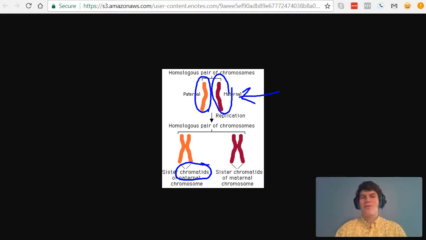So a chromatid is basically like a half of a chromosome, and when it's separate, when we only have a single copy, we refer to it as a chromosome. So whether it has one copy of genetic information or two copies of genetic information as a whole, we refer to it as a chromosome.